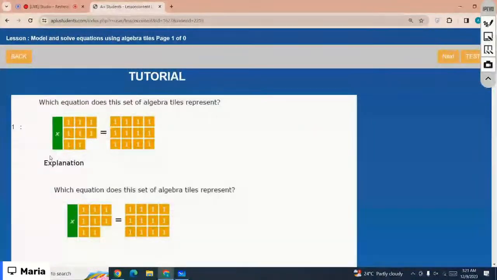So here is x, right? Green one is x. Count the yellow ones. 1, 2, 3, 4, 5, 6, 7, 8. That means 8x, right? They are multiplying simply. 8x equals, you need to count the other. I think 24. 1, 2, 3, 4, 12 it is. 8x equals 12.